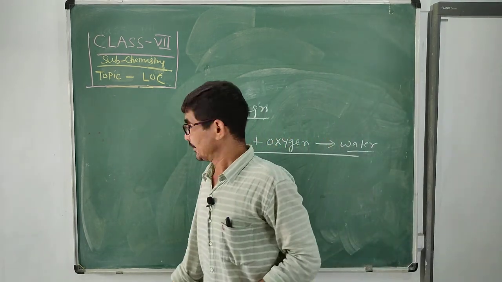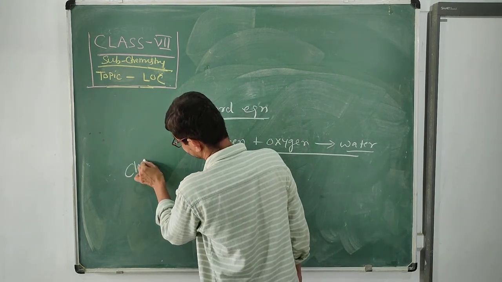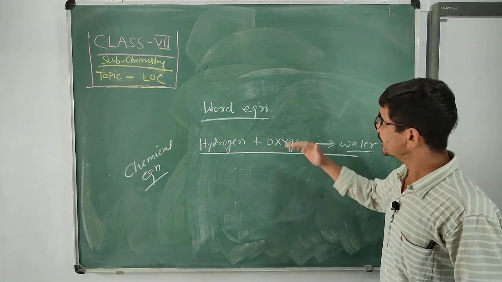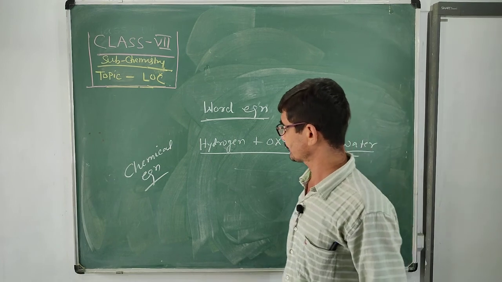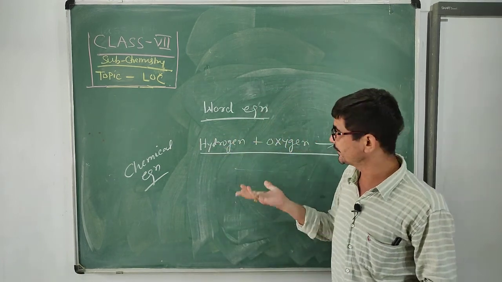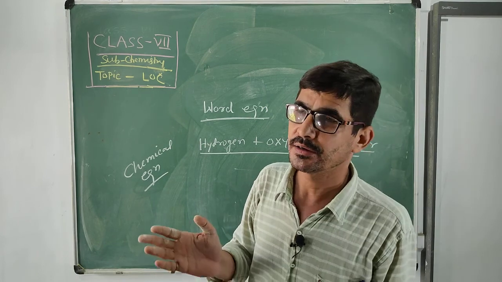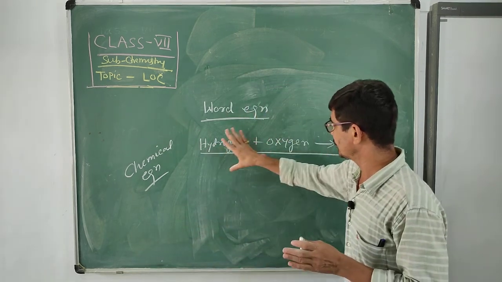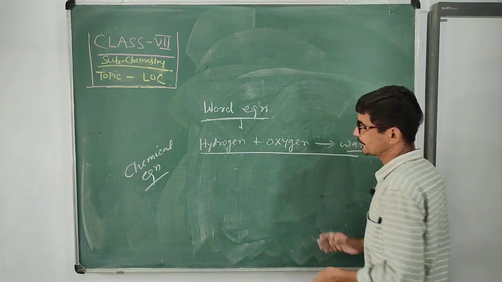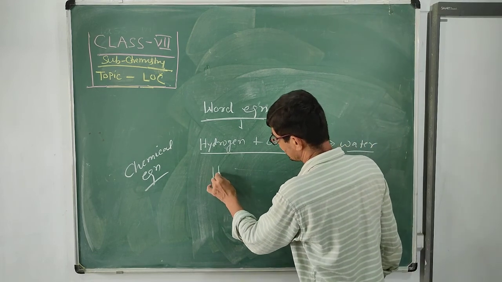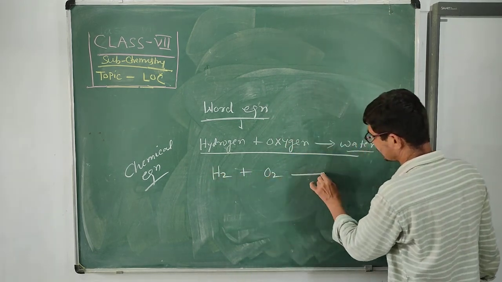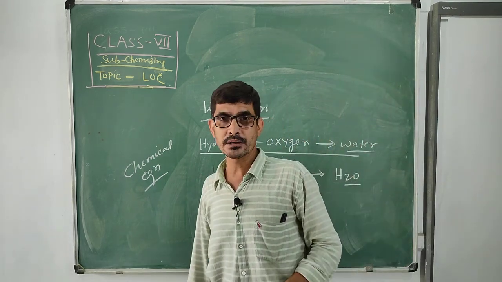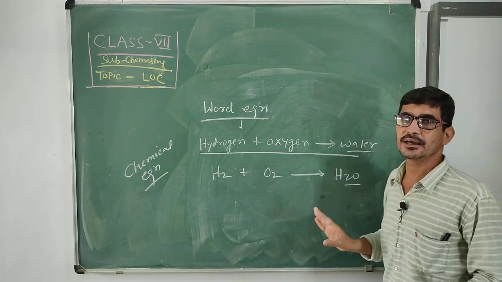But in case of chemical equation, when a word equation is represented with the help of symbols and formulas, then it is called a chemical equation. So this is a word equation. Now it is represented by formulas. This is hydrogen, this is oxygen, and to form water. So this is called a chemical equation, but this chemical equation is unbalanced.